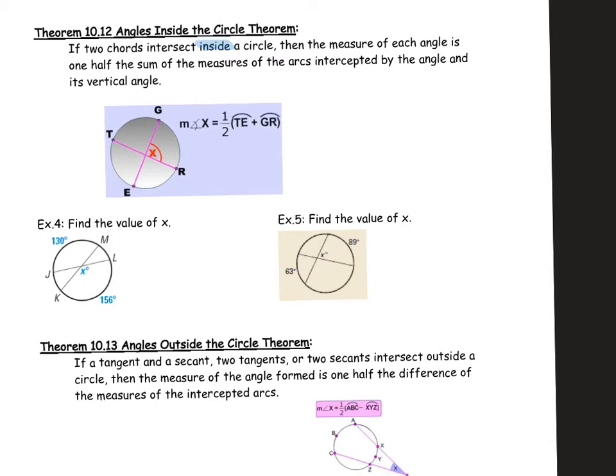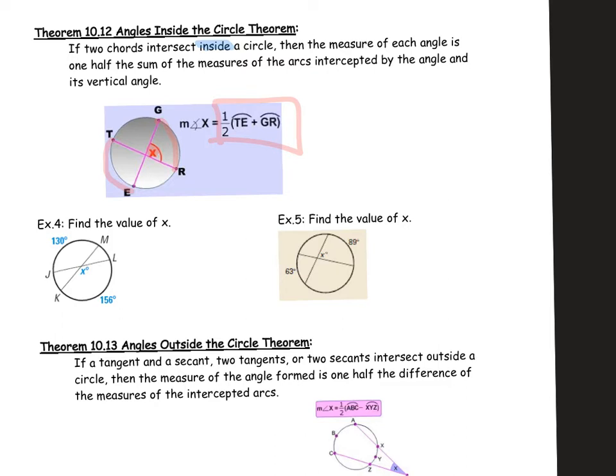So really what that means, if we look at this diagram, you've got angle X here. Well, the arcs that would correspond to that would be arc GR and arc TE. So if you draw a line through it, it's the arcs that it hits. So the measure of X is going to be 1/2 the sum of those 2 arcs. So you're kind of averaging those arcs together. So let's do it with some numbers so it makes a little bit more sense.